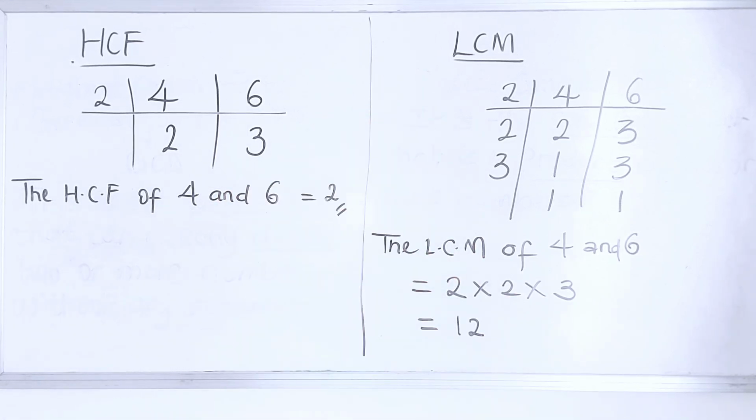you would get 12. And when you keep multiplying 6, you also get 12. So the common multiple of 4 and 6 is 12, while the common factor of 4 and 6 is 2. I hope that makes sense. Let's solve another example.